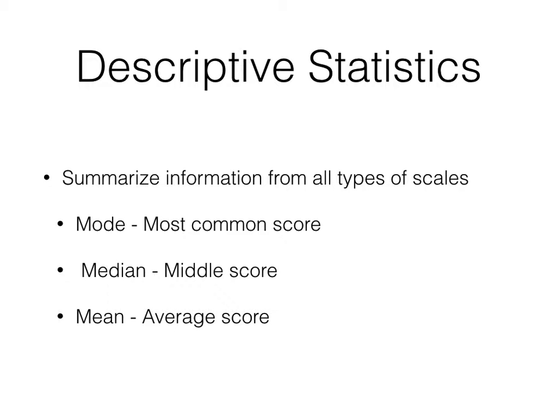Some descriptive statistics that you need to know. These hopefully are familiar terms for you, but the mode is the most common score in a group or a collection of data. The median refers to the middle score in a set of data, and the mean would be the average score in the set of data.